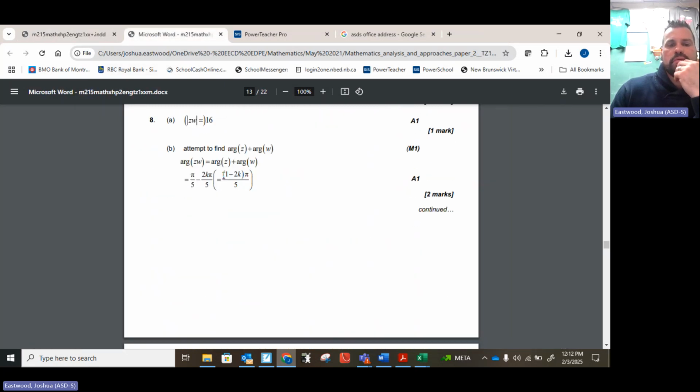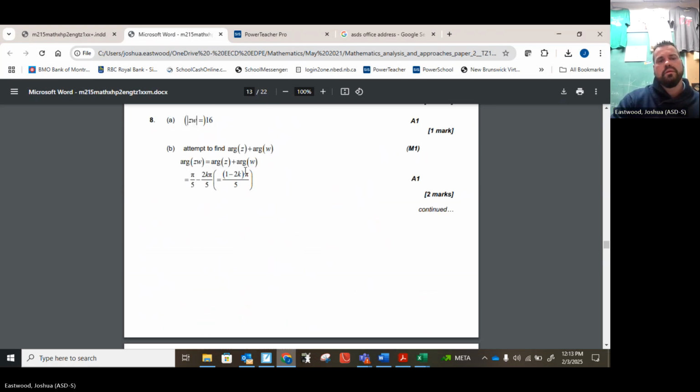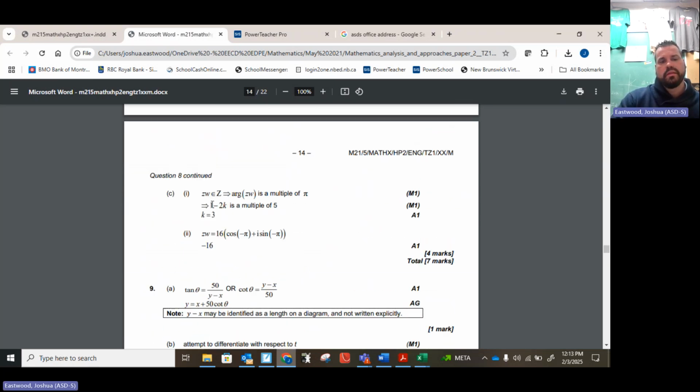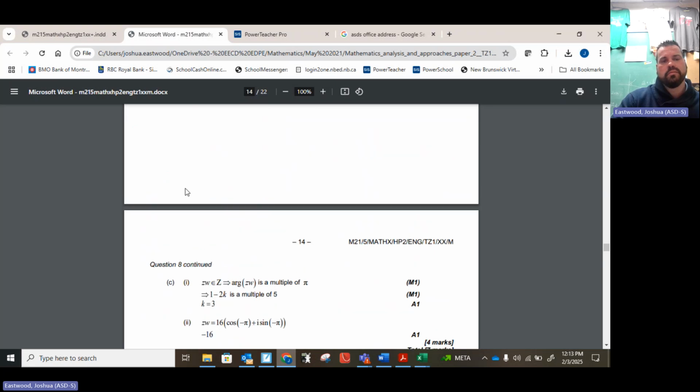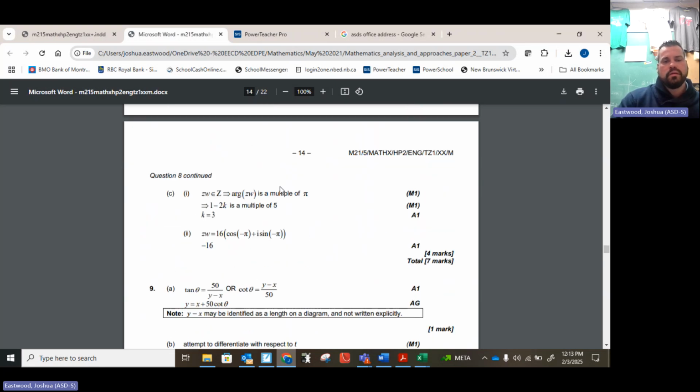So what we have to do is say, okay, well then that angle, and this is where it comes back to your knowledge of trig, has to be a multiple of pi, because the cosine of pi is -1 and the sine of pi is 0. So you need to get that angle to give you just a real number. That's where they're getting that 1 minus 2k has to be a multiple of 5, because we want that top part to divide by 5. And then you can solve for k to get k to be 3.